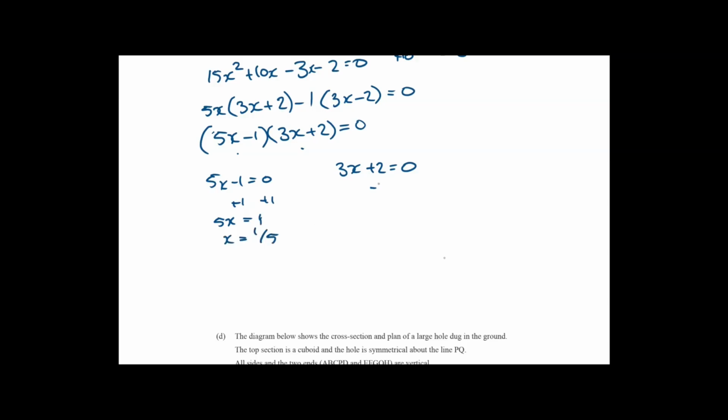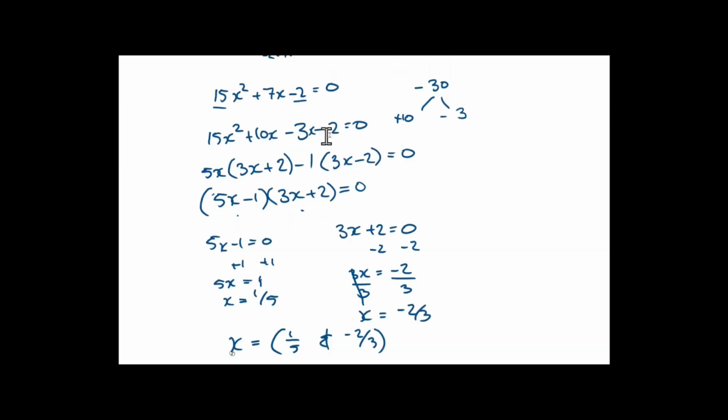And for this one here, we're going to take 2 away from both sides and divide both sides by 3. So x is going to be equal to negative 2/3. So our answer is 1/5 and negative 2/3. So the main problem there would be, if you didn't know how to factorize that, you'd be in trouble. You either know this one or you don't.